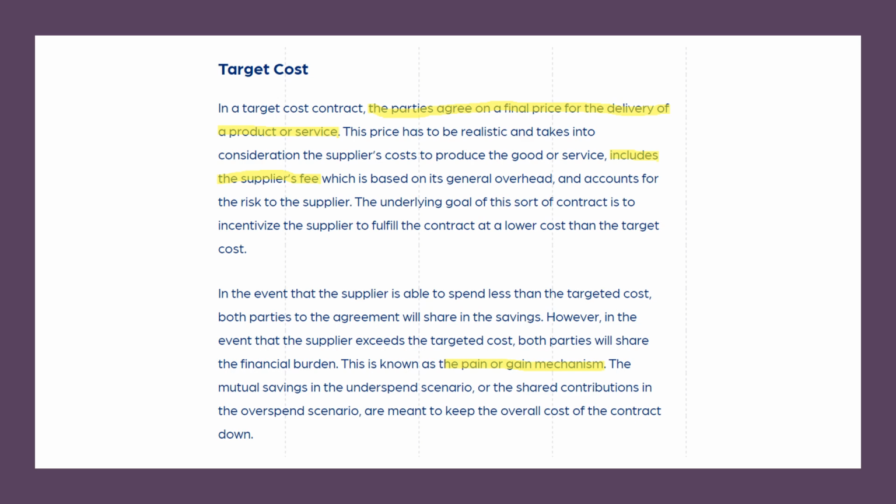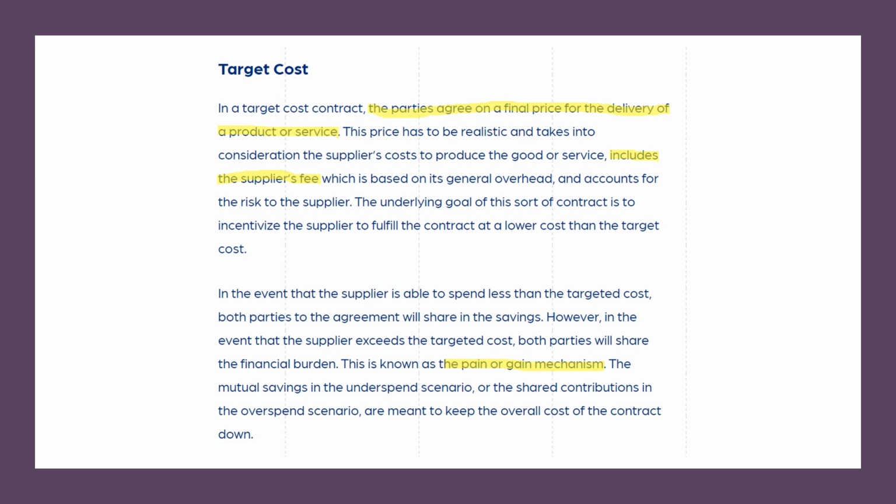In a target cost contract, the parties agree on a final price for the delivery of a product or service. This price has to be realistic and takes into consideration the supplier's cost to produce the good or service, includes the supplier's fee, which is based on its general overhead, and accounts for the risk to the supplier. The underlying goal of this sort of contract is to incentivize the supplier to fulfill the contract at a lower cost than the target cost.